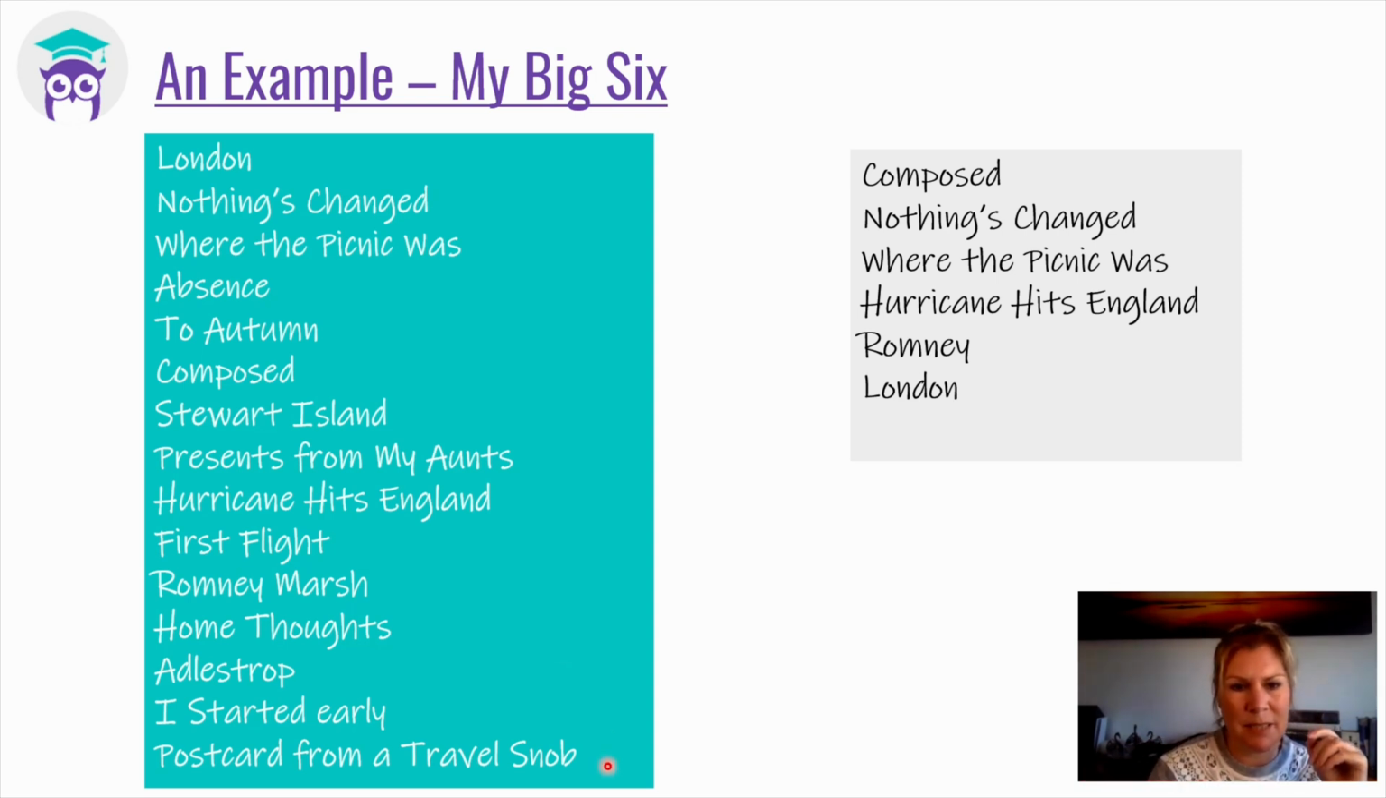And then lastly, Postcard from a Travel Snob. Again, that's a slightly tricky one. Maybe that idea, strong feelings about a place, descriptions of a place. I'd go Nothing's Changed, again for that sense of negativity. Or London, actually, that might work. But that's a little bit of a stickler, that one as well. So that's the process I would go through. And if I was thinking to myself, oh, there are a couple of sticking points, I'm not sure about Postcard, then I might go, do you know what, let's big seven it. Let's chuck Stewart Island in there as well, for example.